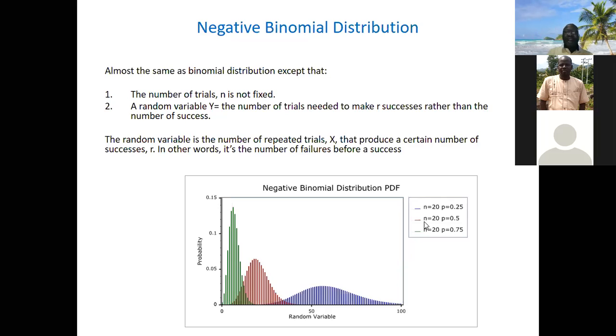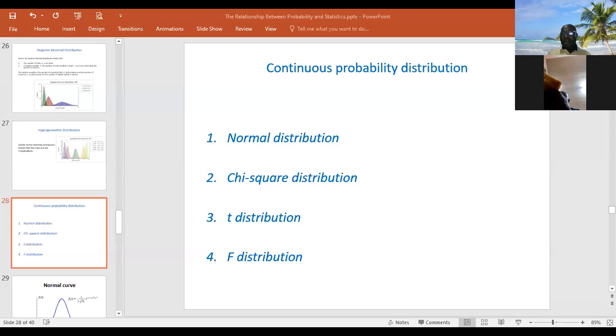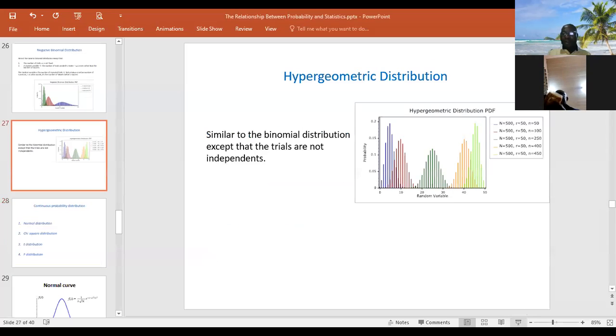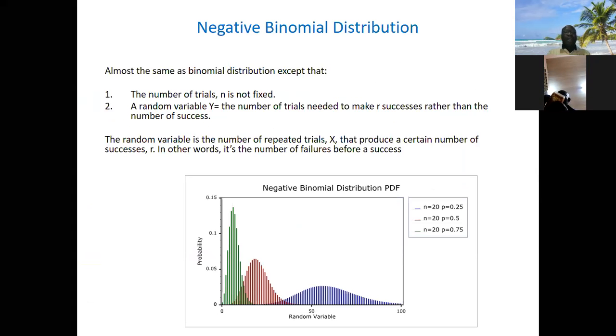Then a random variable y, the number of trials needed to make r successes rather than the number of successes. So here you are not interested in the number of successes. It's the number of trials needed to make r successes. I think that's what we explained in another way in that graph. So this one is okay.